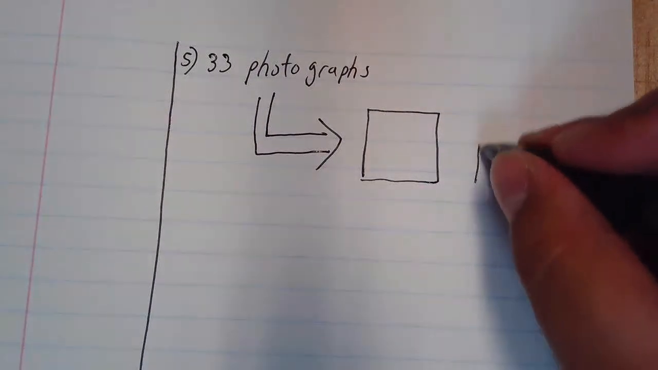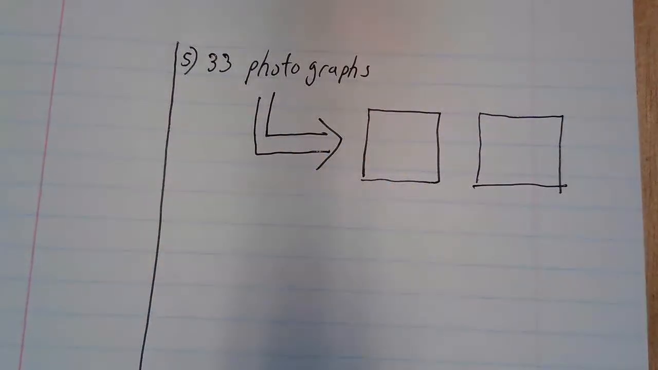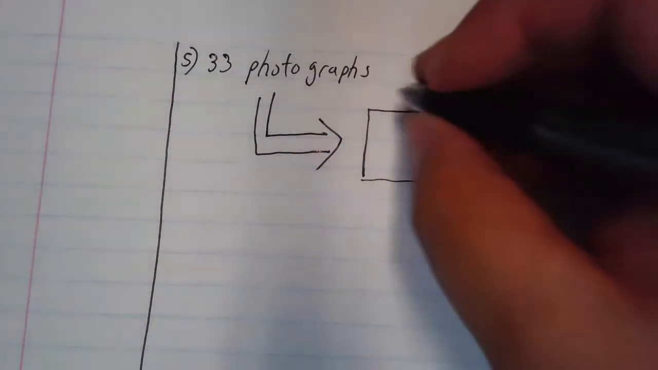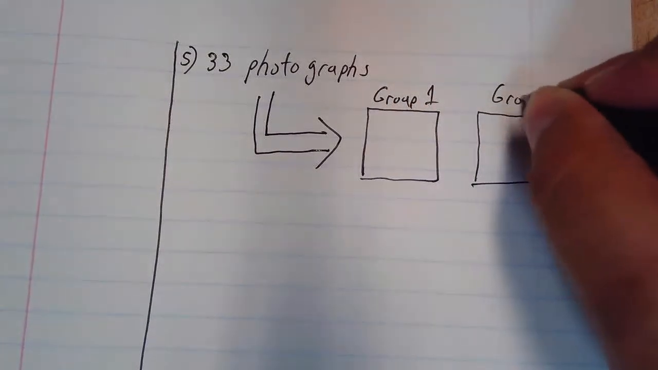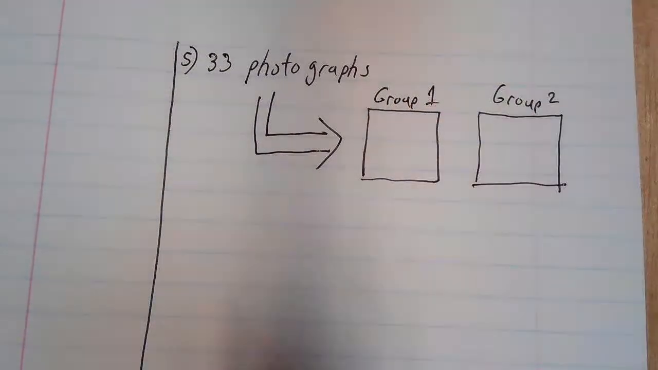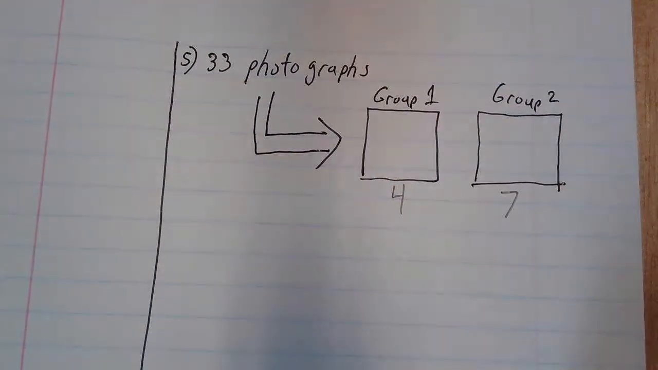Now, I said this before and I'll say it again. If you want to use the bar method, go ahead. But I think this might make more sense to you. You do what works best for you. Group 1, Group 2. And like we said, the ratio is 4:7. Right?